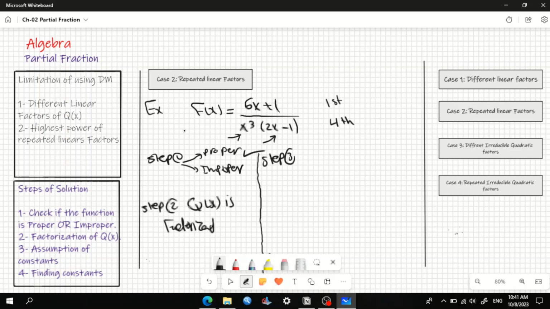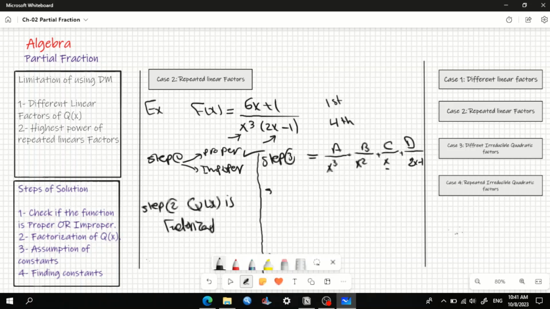Just rewrite that in this form: x plus x squared plus x plus 2x minus 1. Here we have a repeated linear factor. Start from the highest power and in ascending way write the factor down to the first degree. Okay, and here we have A, B, C, and D.